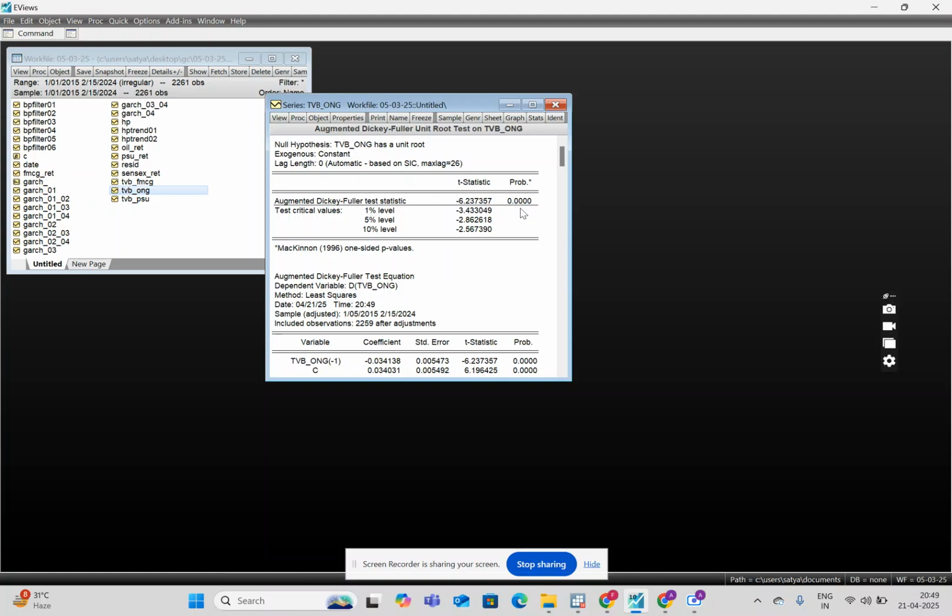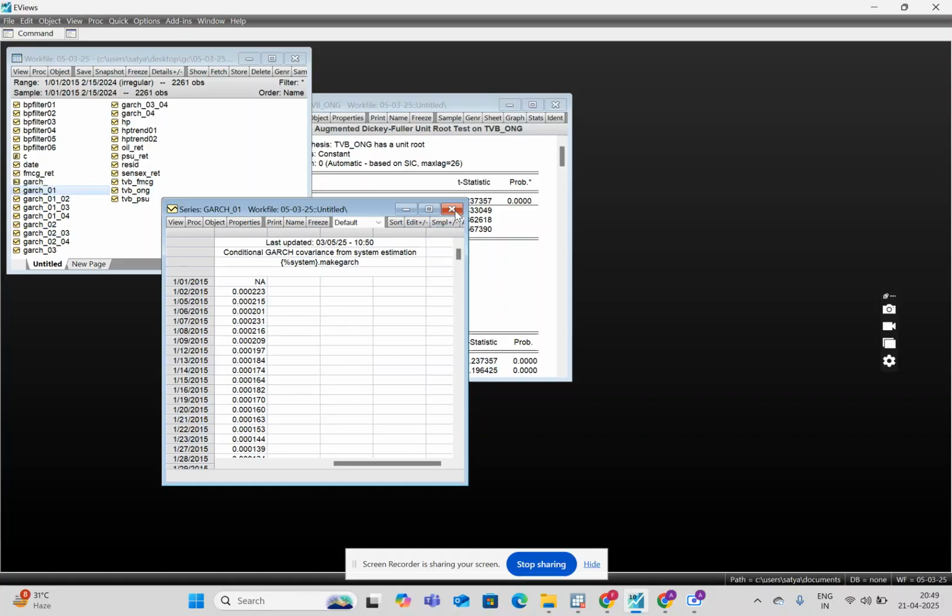So we are rejecting the null hypothesis, which means that our series is a stationary series, because the null hypothesis for ADF, as you all know, is that the series has a unit root, which means that the series is non-stationary. We are rejecting that null hypothesis because the p-value is 0.0000. So obviously our TVB was a stationary series, and we did a cycle calculation on that, which is absolutely correct.